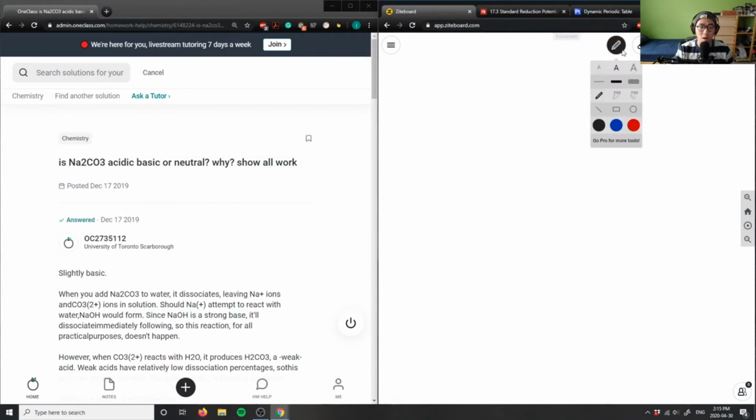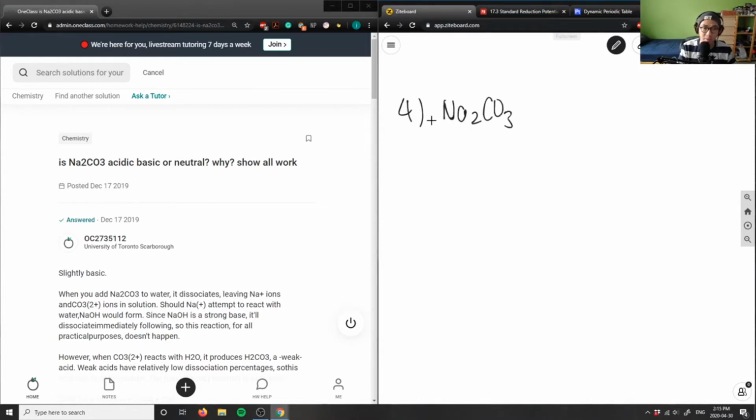It's asking, is sodium carbonate acidic or neutral? Why show all work here? So, is Na2CO3 acid, base, or neutral? It says, why show all work?